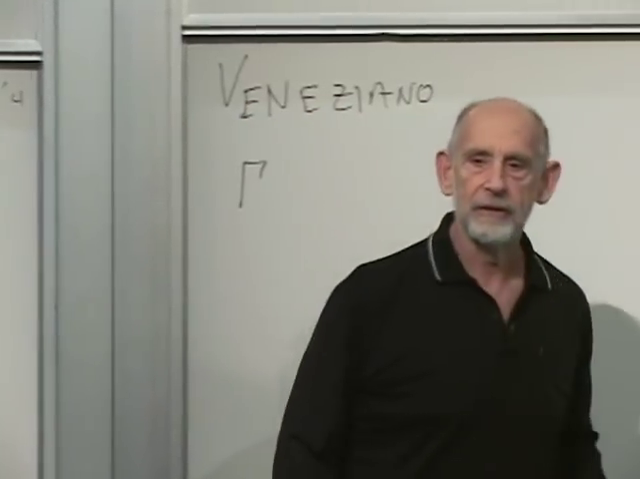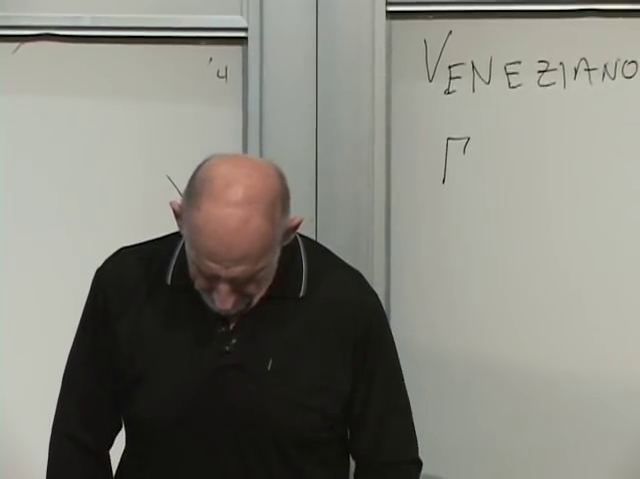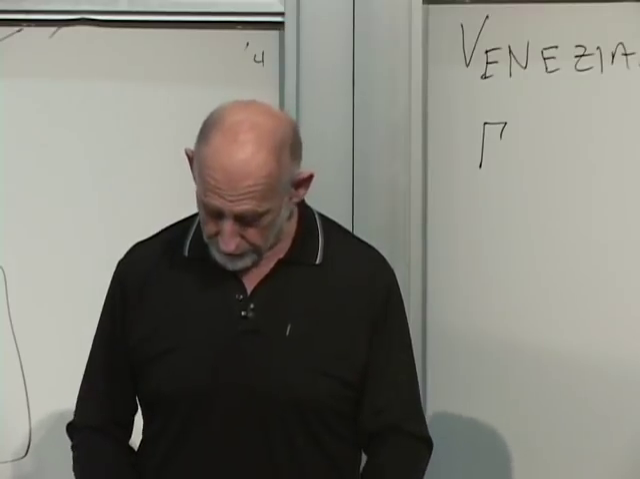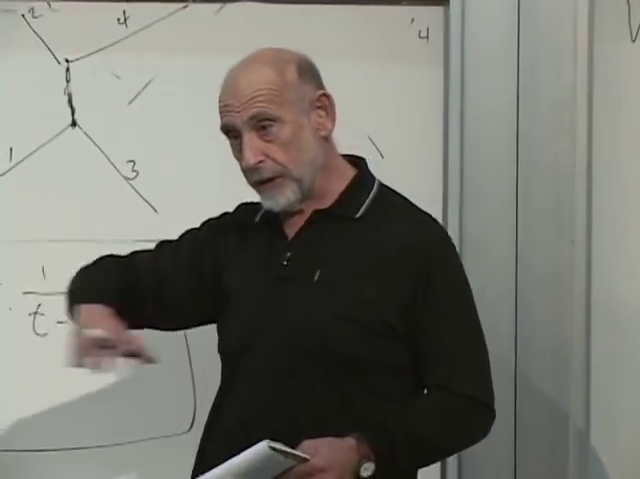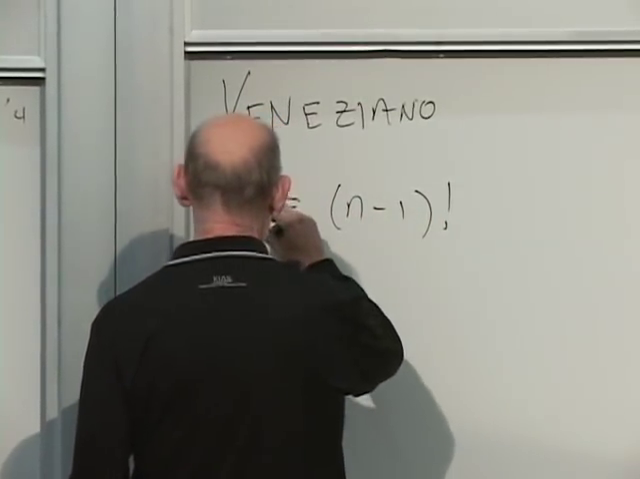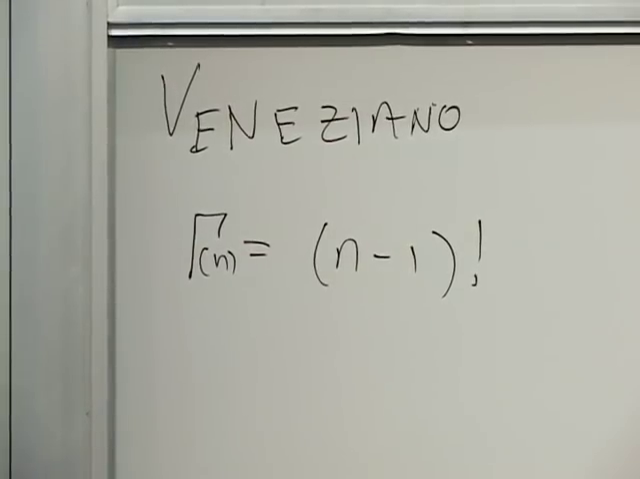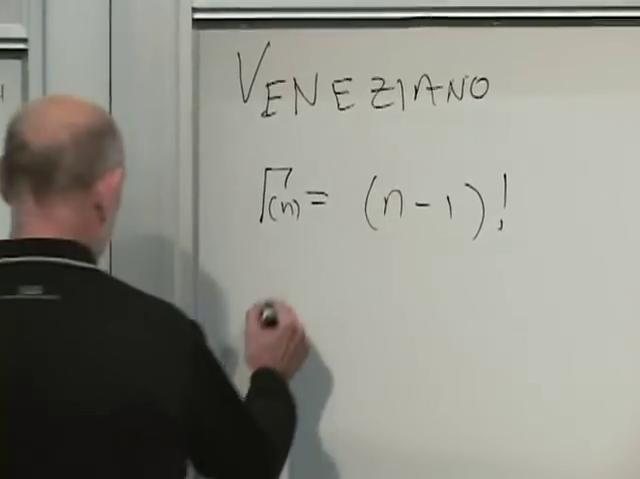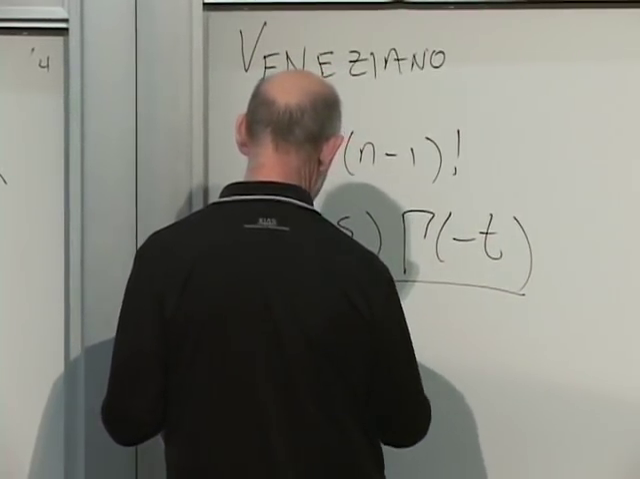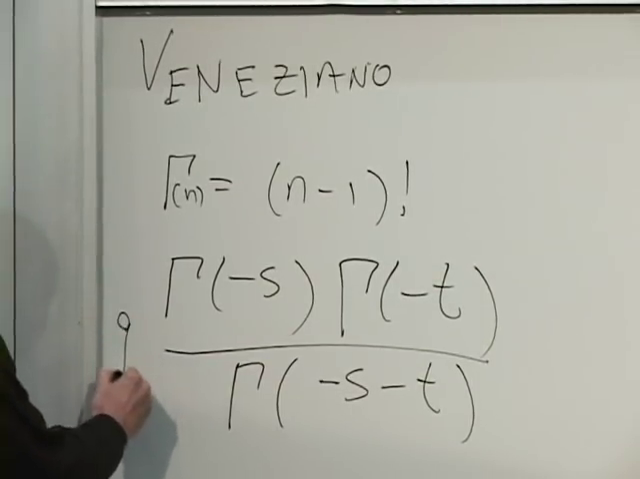Everybody know what the gamma function is? Well, you don't need to know it, but I'm just going to write down the formula for fun. The gamma function is a generalization of the factorial function. But the factorial function is only defined for integers. The gamma function is interpolated between integers. The gamma function for the integers is equal to n minus 1 factorial, gamma of n. But it's defined for non-integers too. It's defined by an integral, and it continuously interpolates between the integers. This is it. This is the Veneziano amplitude multiplied by the coupling constant squared.